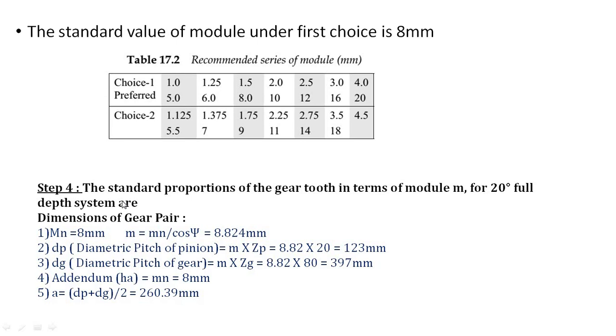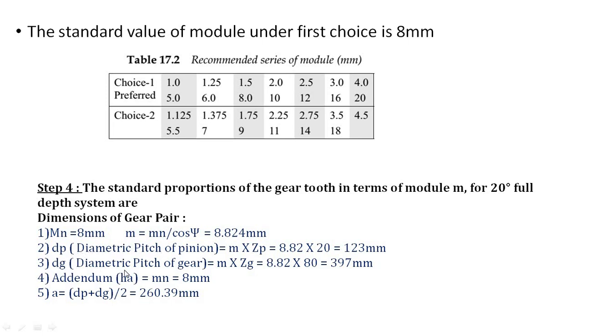Then in the last step we need to calculate the gear dimensions. For this given problem, 20 degree full depth system is given. If not given, always assume 20 degree full depth system. Now Mn equal to 8 mm, and M, that is the transverse module, equals Mn divided by cos psi. So here we get the value of the transverse module. dp, the pitch diameter, equals M into Zp. M means transverse module, which we already calculated. In this way we will get the pitch diameter of the pinion.